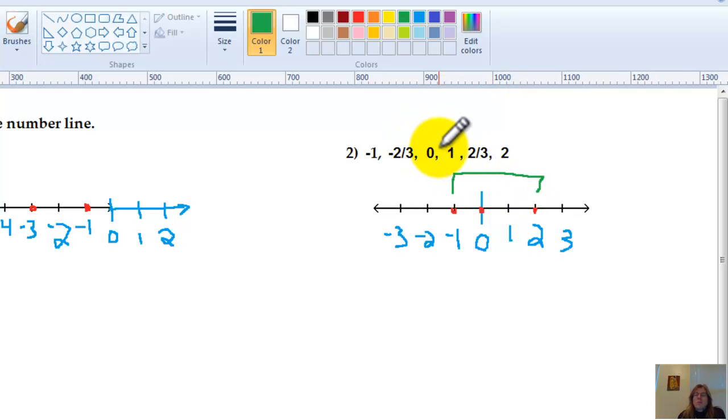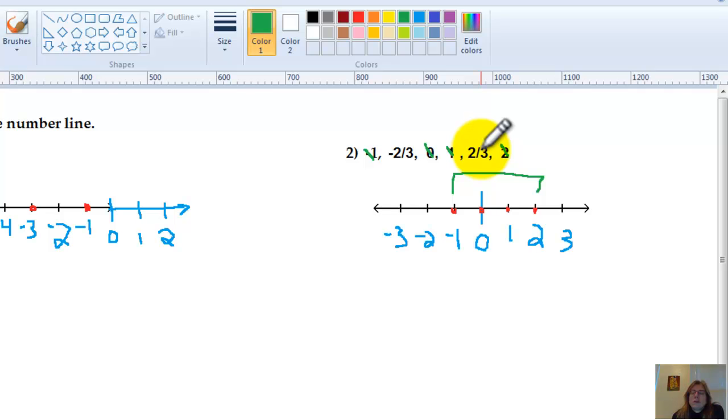We've already got the 0 plotted. Cross that off. And we need to plot the 1, so there's the 1. So we do that one. Let's see, cross that off. We've got the 2 on there, and we put -1 on there. So all we have left is -2/3 and +2/3.